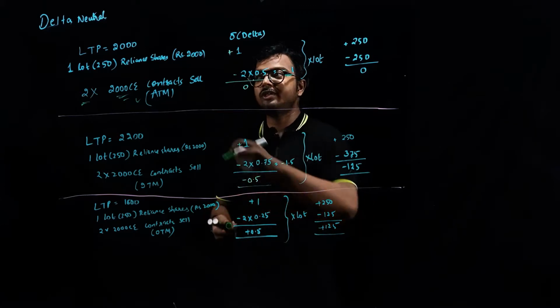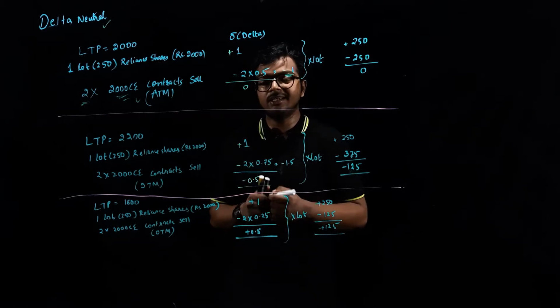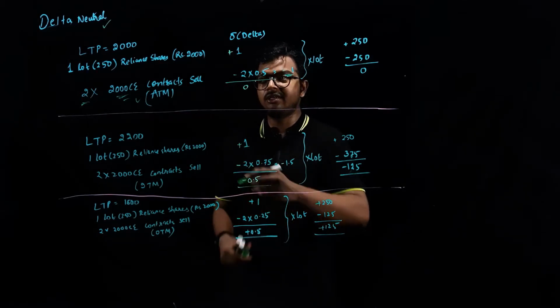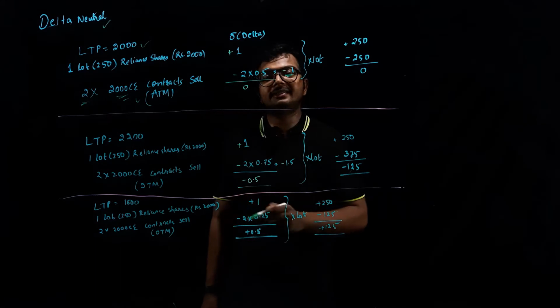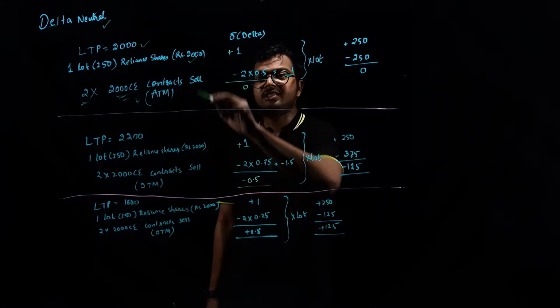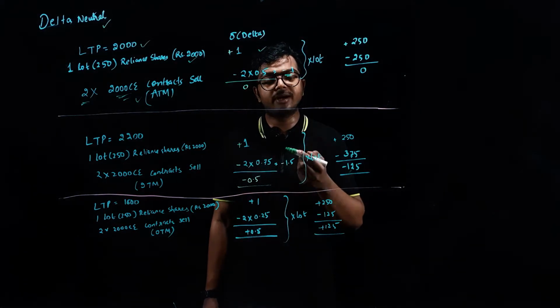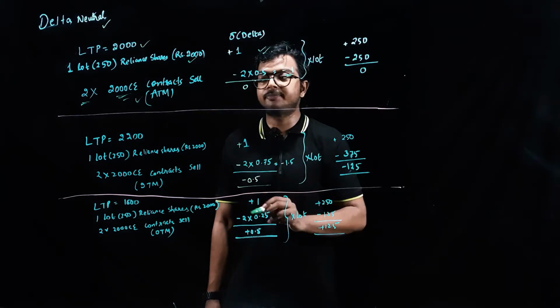In today's video, we'll be looking at a strategy known as delta neutral strategy. Now let's see what it is with an example. Say for example, Reliance current price, LTP, is 2000 and you have bought one lot of Reliance shares at 2000 rupees. So as you know, the delta of Reliance if you buy shares is plus 1, right?